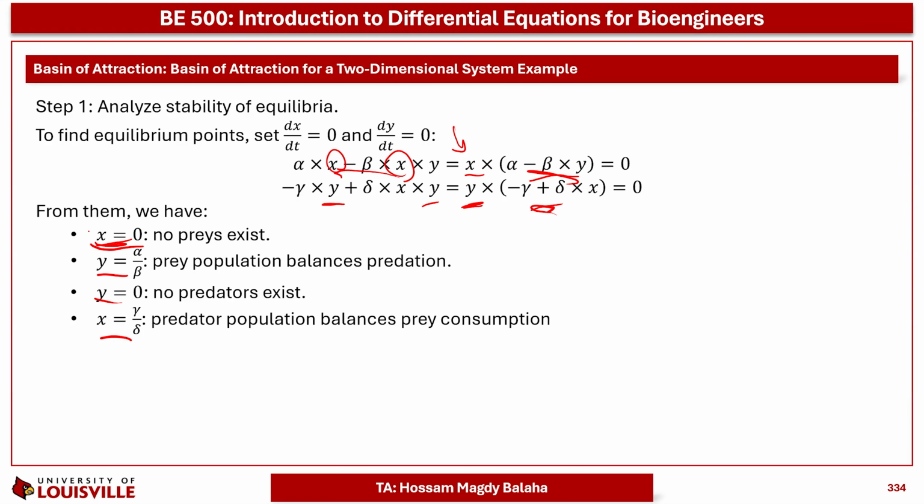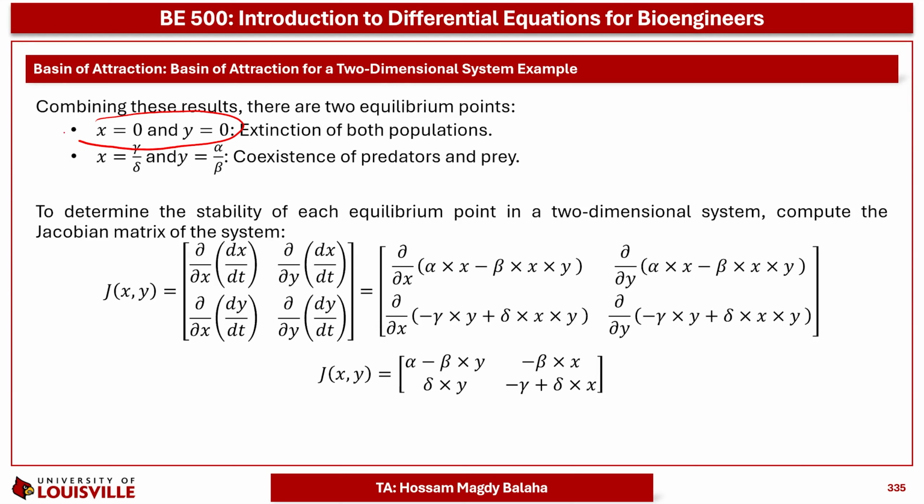x refers to the prey. So if x is 0, this means no prey exist. And if y is 0, this means no predators exist. And if x and y have values, this means that the predator and prey populations are in balance. So now we have two equilibrium points, one at (0, 0). This means extinction of both populations, and another at (gamma over delta, alpha over beta). And this means the coexistence of predators and prey.